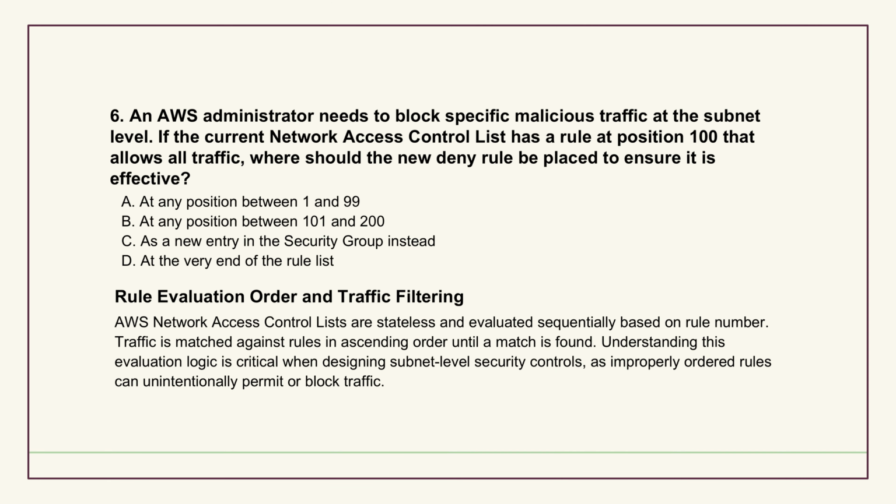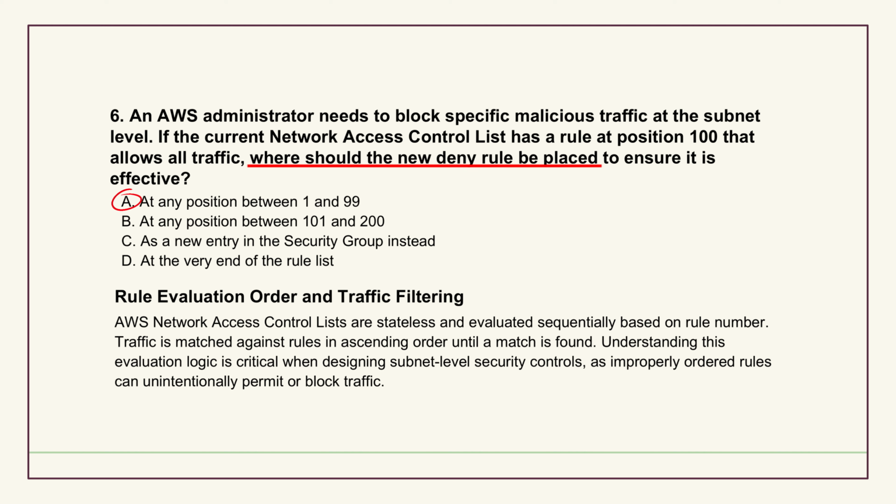Now, let's pivot back to just fundamental filtering. Let's look at AWS Network Access Control Lists, or NACLs. Yes. This is a common trip-up point because of how the rules are evaluated. So, if an AWS admin is trying to block some malicious traffic at the subnet level, but they already have a broad rule at position 100 that allows all traffic, where does the new deny rule have to go to actually be effective? It has to be placed at any position between 1 and 99.